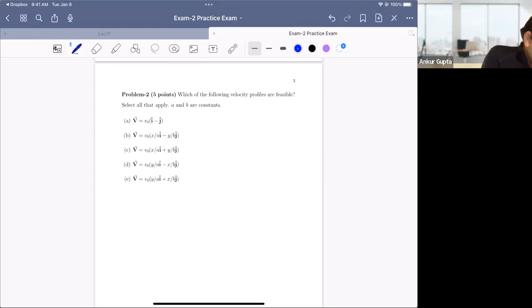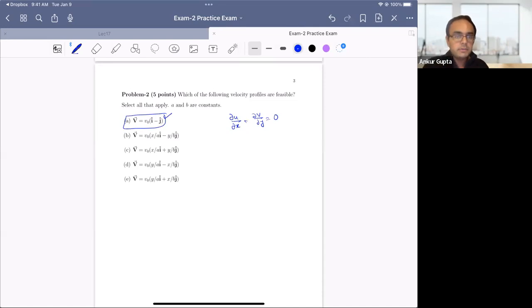It's simply del u by del x plus del v by del y is equal to 0. So in the first case, both u and v are constants. So this one does satisfy. This one does work because the derivatives of constants are 0, so both of them are 0. So this works. It's just a constant velocity.